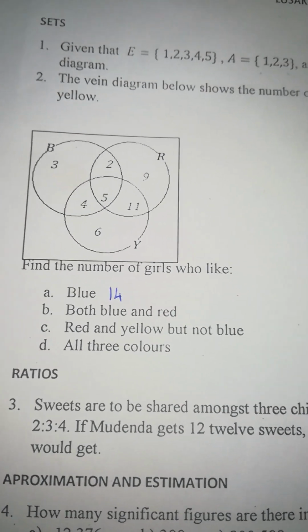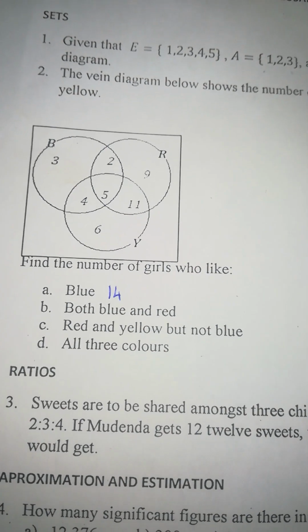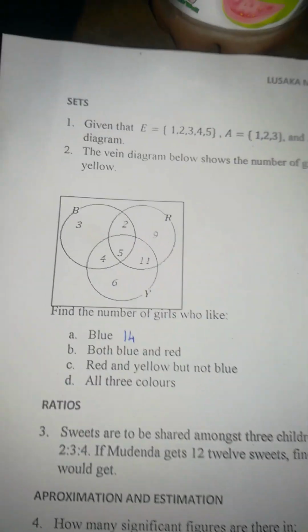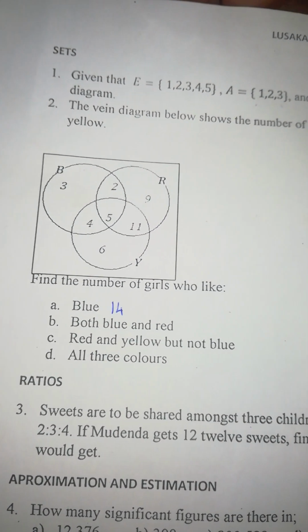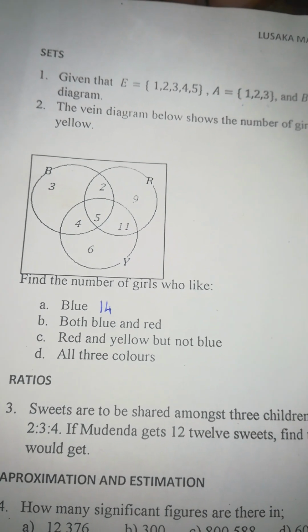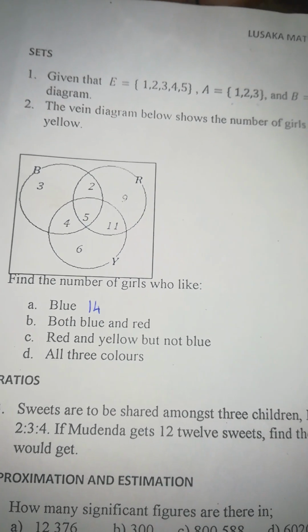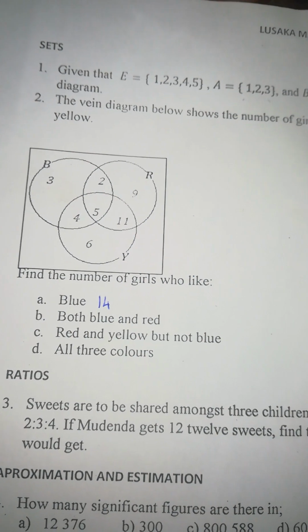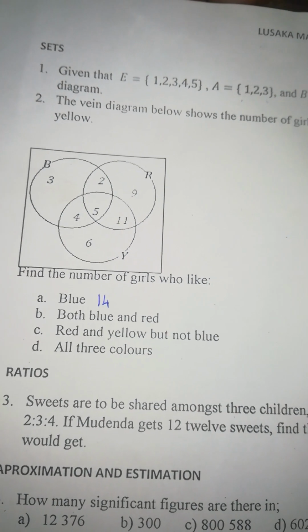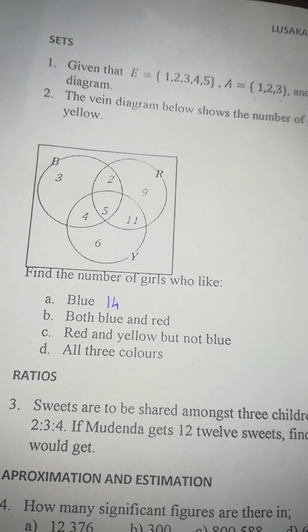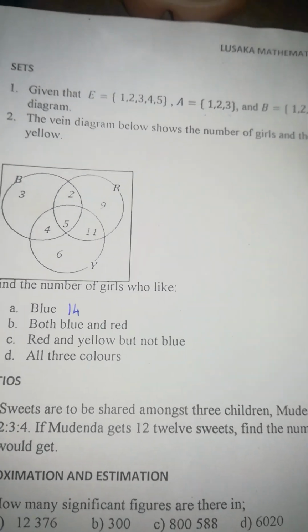Then the next part says both blue and red. Now, here are some terms which we have to understand. Both is the same as somebody telling you or. And or, both, these mean union in sets. So both blue and red. Then and means intersection. What they basically mean here, we want to find the number of girls who like blue and those who like red.